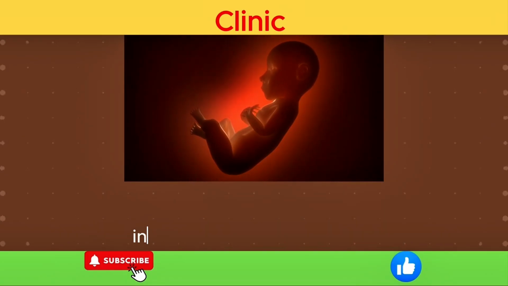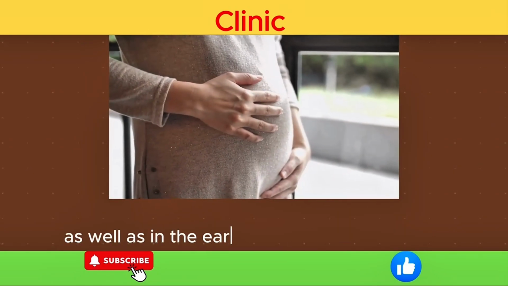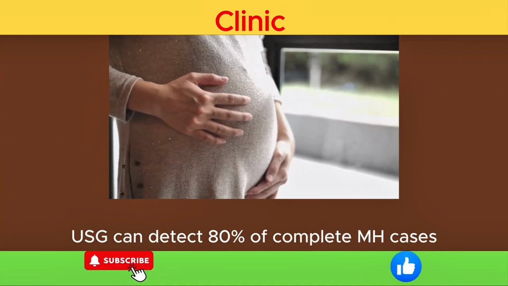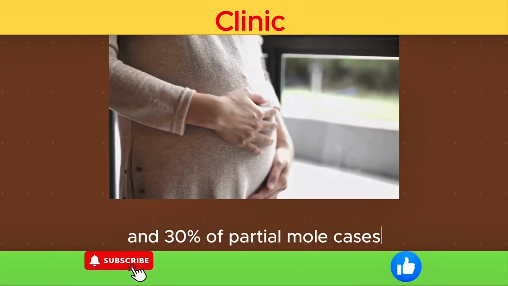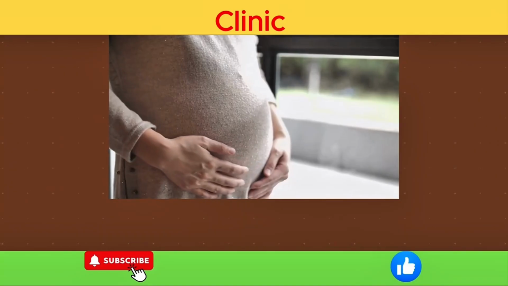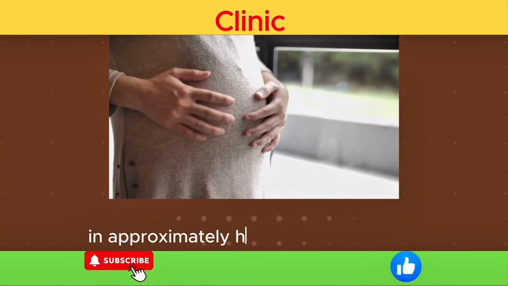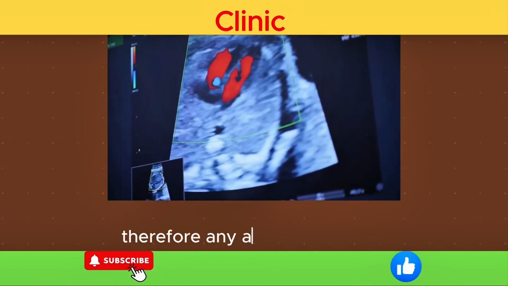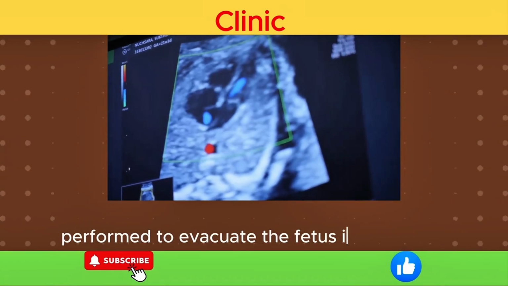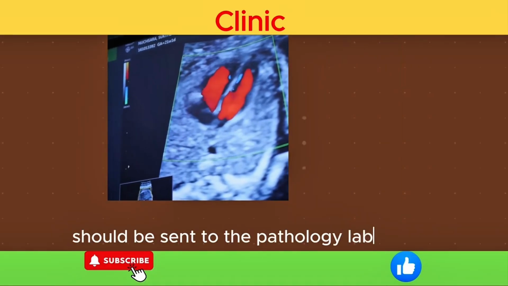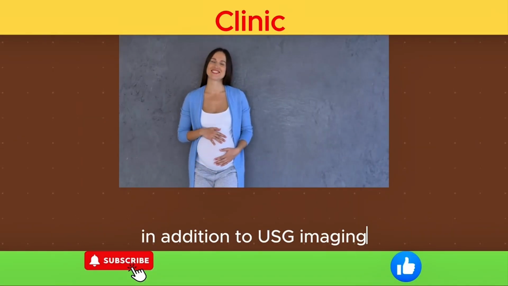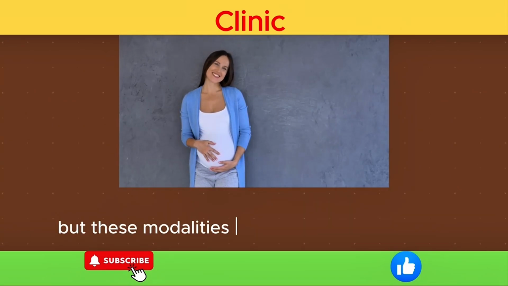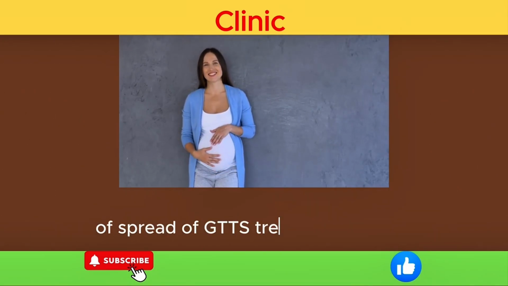Ultrasonography is of great benefit in the early diagnosis of MH as well as in the early diagnosis of GTT cases. USG can detect 80% of complete MH cases and 30% of partial mole cases before histopathological evaluation. From another point of view, in approximately half of the mole cases, USG findings do not resemble a mole. Therefore, any abortion material performed to evacuate the fetus in the uterus should be sent to the pathology laboratory. In addition to USG, imaging modalities such as CT and MRI can also be used in the diagnosis, but these modalities should be used to detect the foci of spread of GTTs.